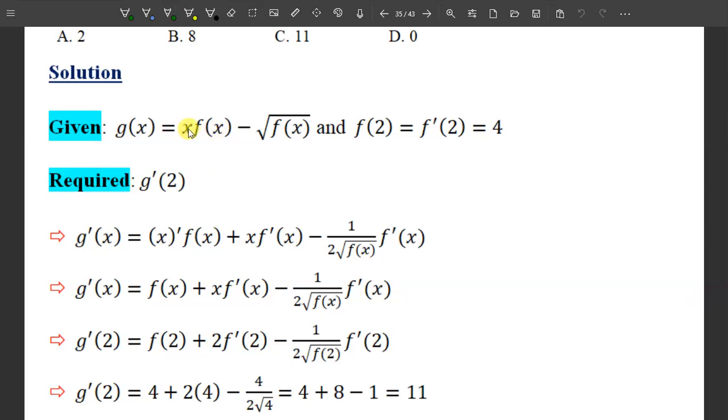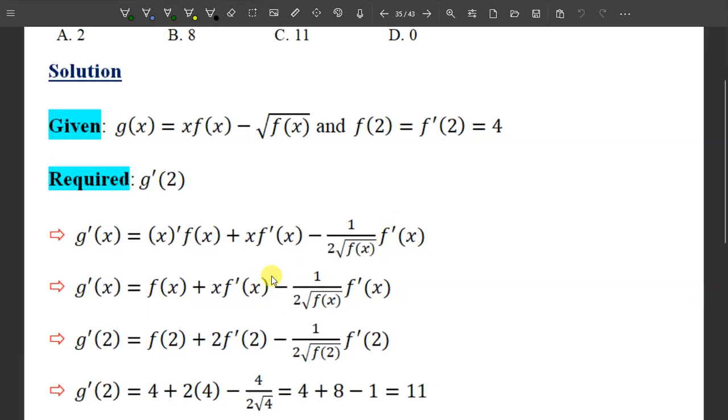First differentiate x multiplied by f of x, and then put the plus sign in between, differentiate f of x multiplied by x. That is the derivative of x, x prime, multiplied by f of x, plus x times, again, the derivative of f of x, which is f prime of x, minus the derivative of the square root of f of x, which means 1 over 2 times the square root of f of x, and by chain rule again differentiate f of x, which becomes f prime of x.